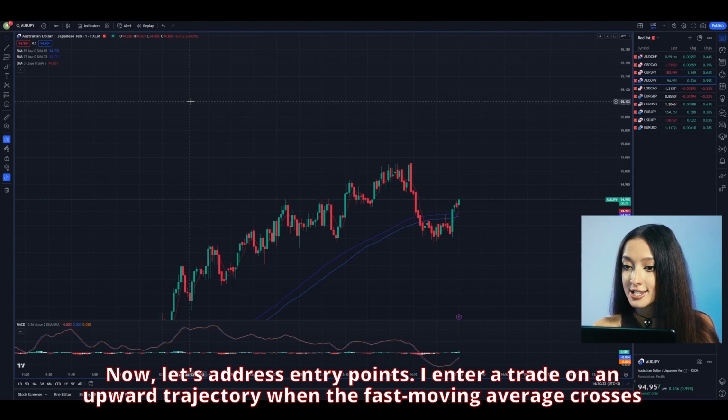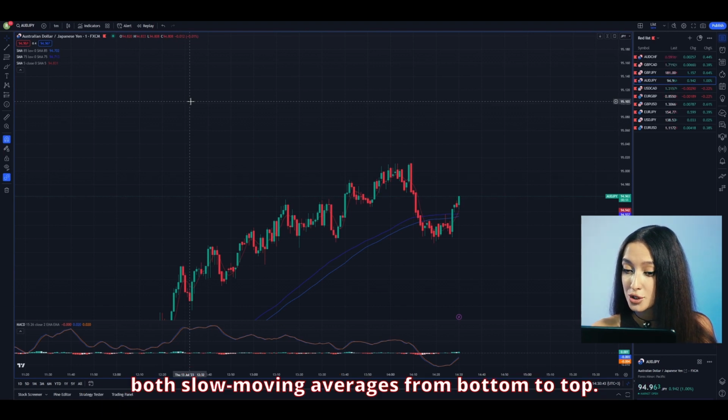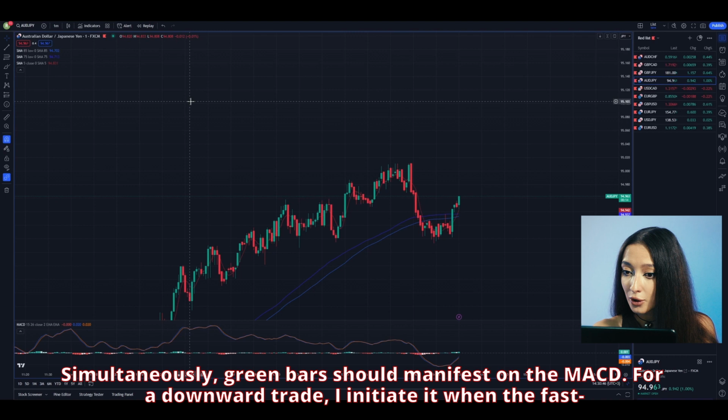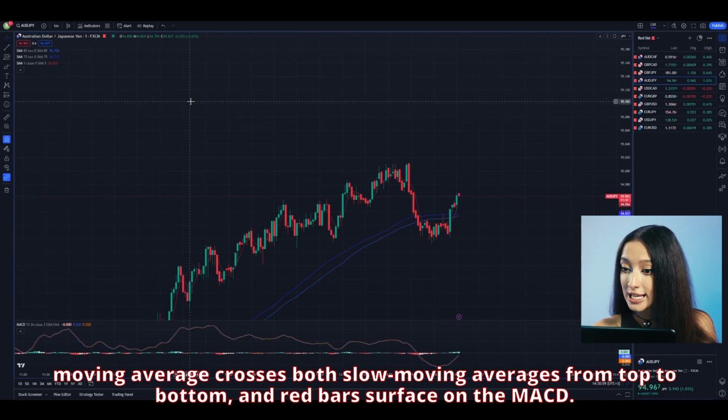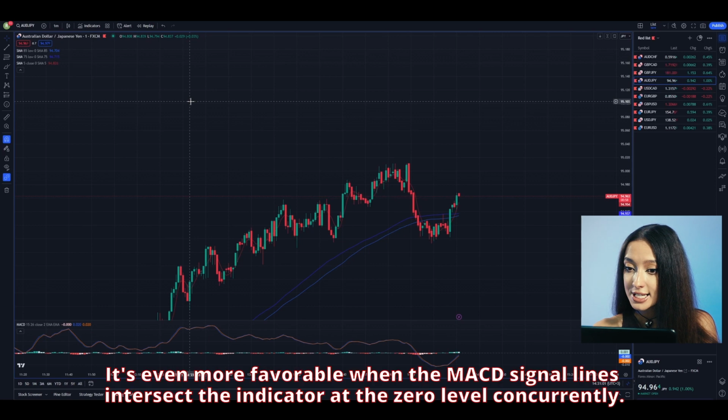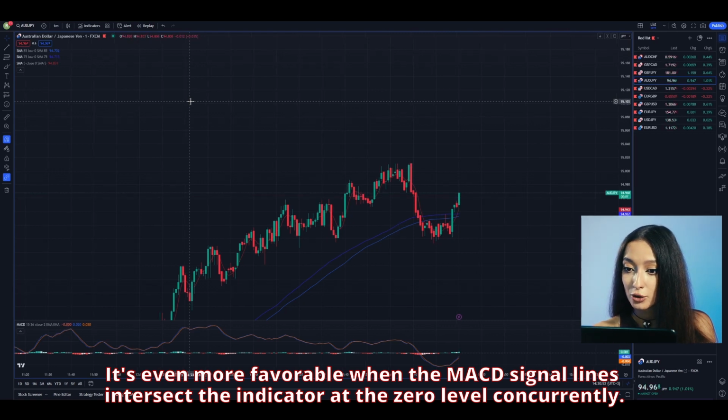So now let's address entry points. I enter a trade on an upward trajectory when the fast-moving average crosses both slow-moving averages from the bottom to top. Similarly, green bars should manifest on the MACD. For a downward trade, I initiate it when the fast-moving average crosses both slow-moving averages from the top to bottom and red bars surface on the MACD. It's even more favorable than the MACD signal lines. Interpret the indicator at the 0 level concurrently.